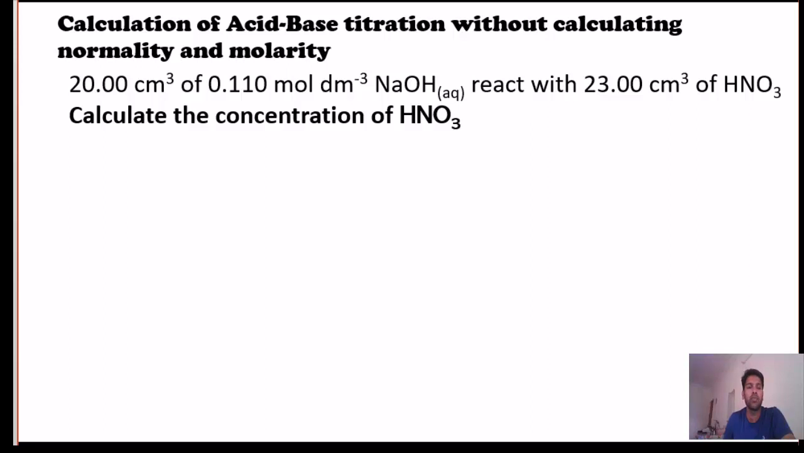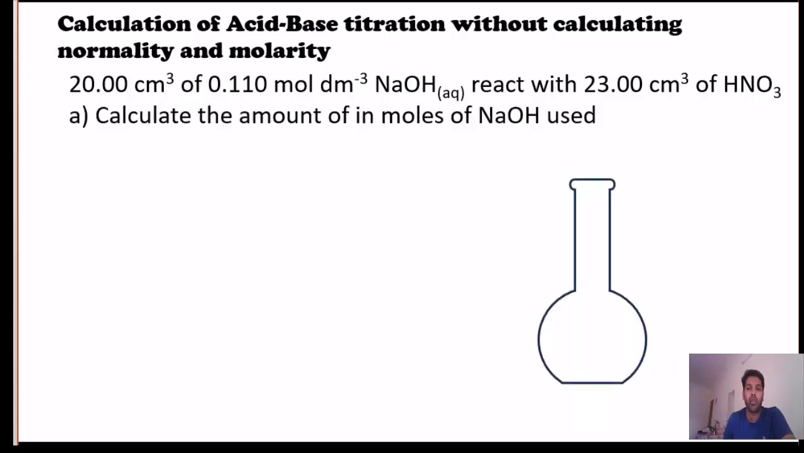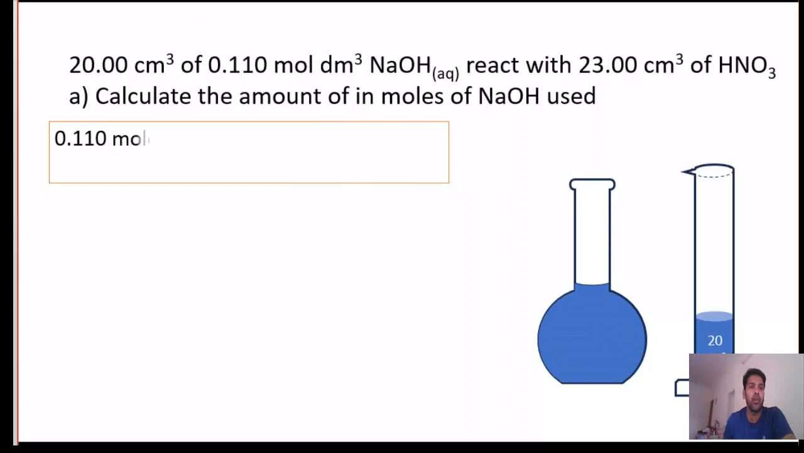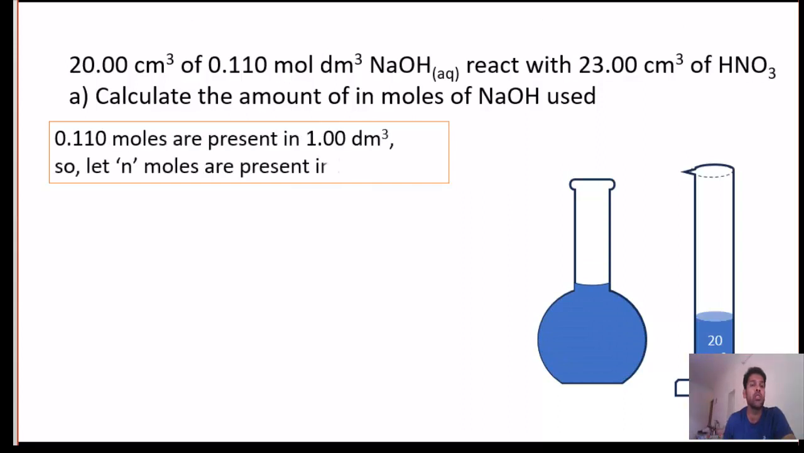For this, let us first try to calculate the amount of moles of NaOH being used in this titration. From the problem itself, we know that the concentration of NaOH is 0.110 moles per dm cube. That is in 1 liter, or we can say in 1000 centimeter cube. We can say 0.100 moles of NaOH are present in 1 dm cube of the solution.